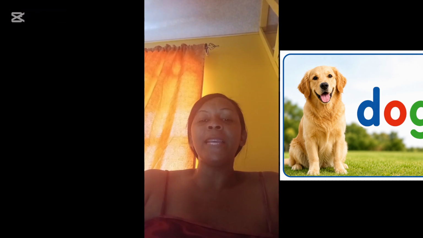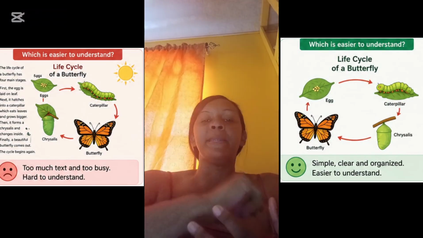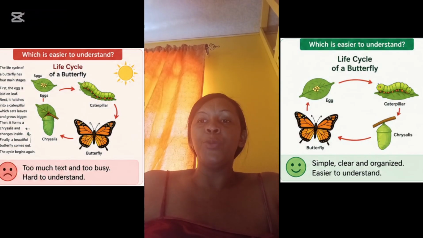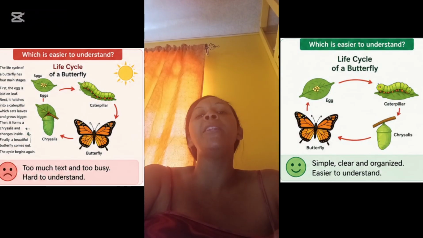Now we're going to enter into our cognitive theory of multimedia learning. Let's go into that segment. Now I'm showing you two pictures of a life cycle. One of the pictures has a lot of words, a lot of write-up, and the other one is plain and simple. Now I'm going to ask you, which one of the pictures is easier and why?